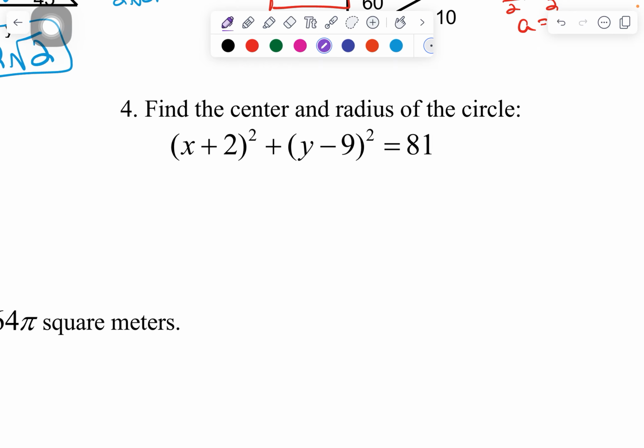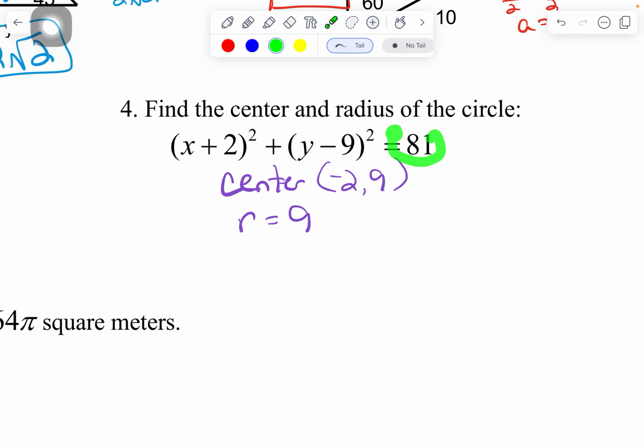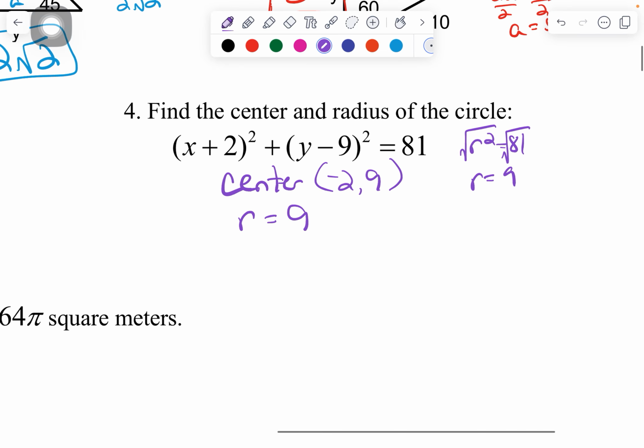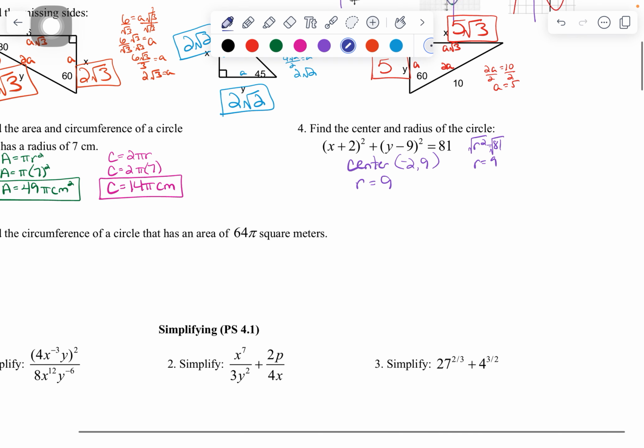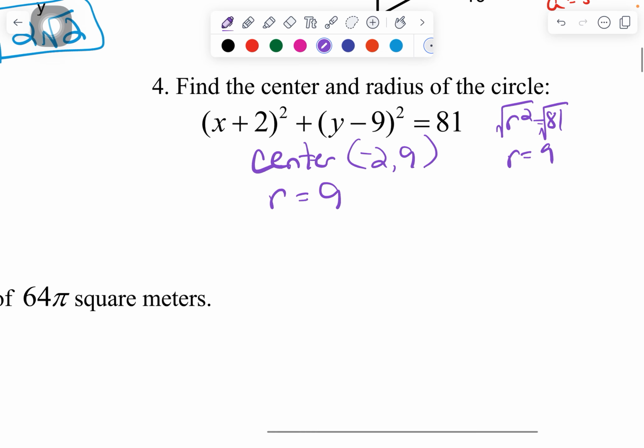Question number 4, find the center and radius. Love it when your equation is in standard form here. So the center is going to be -2, +9, with a radius of 9. Remember this number at the end here, this 81, that is your radius squared. So when you take your square root, you get your radius of 9. All right, so that's number 4. I'll put a little box around it just to remind myself it is done.